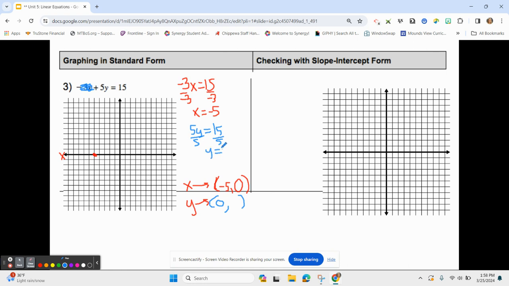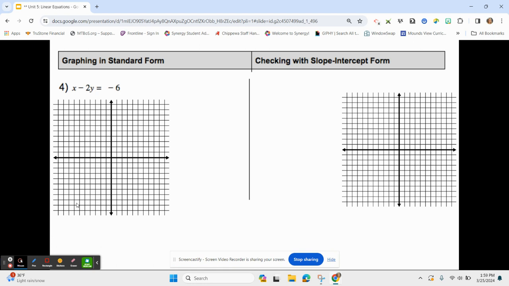Here's my y-intercept. On my y, I go to 3. So 0, 1, 2, 3. I'm going to make my point. And right here, I'm going to graph. Last one, let's do this last one together.